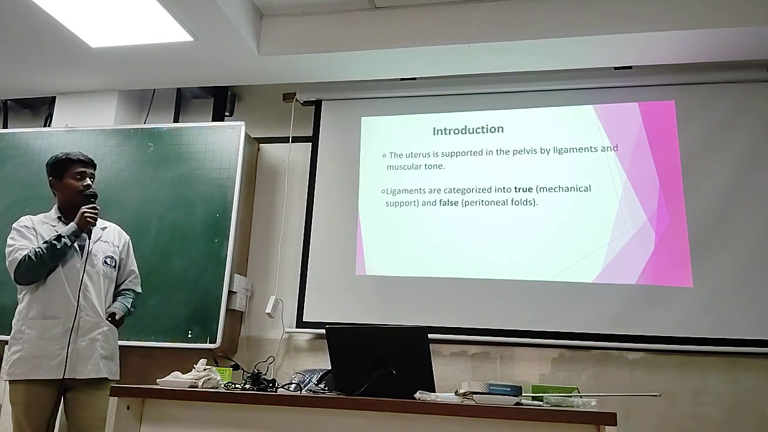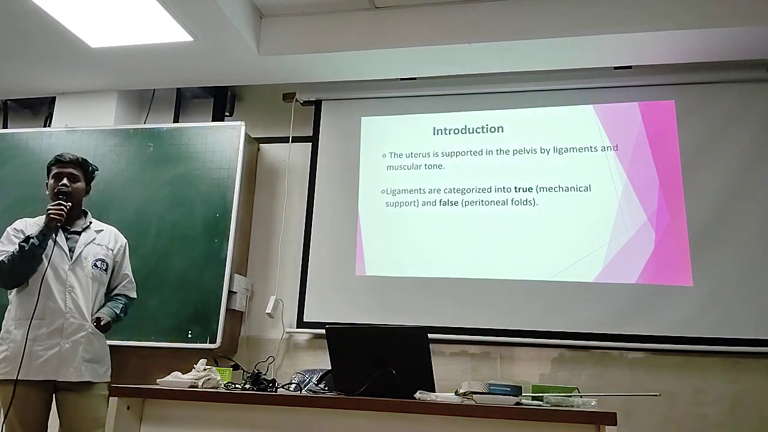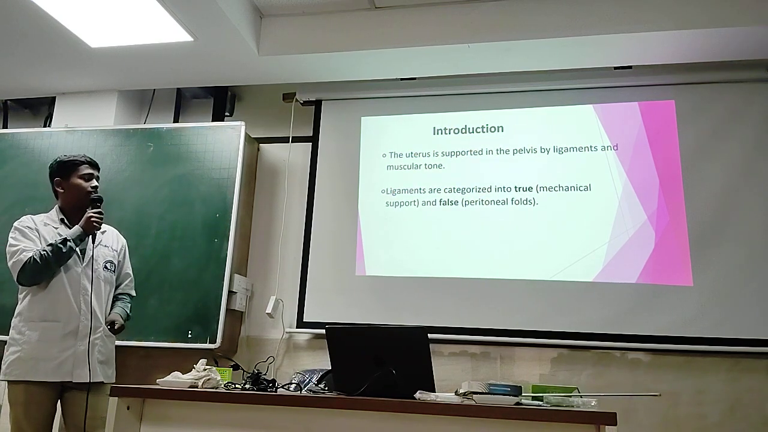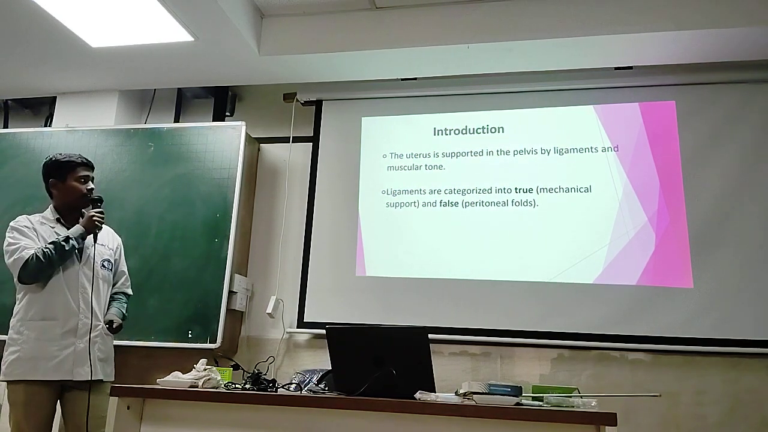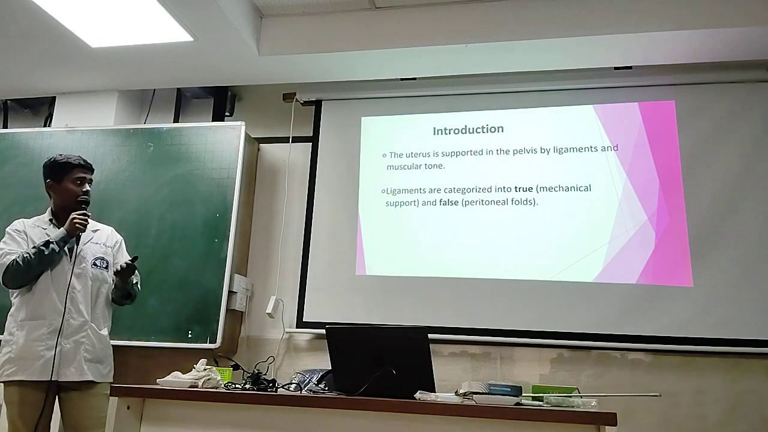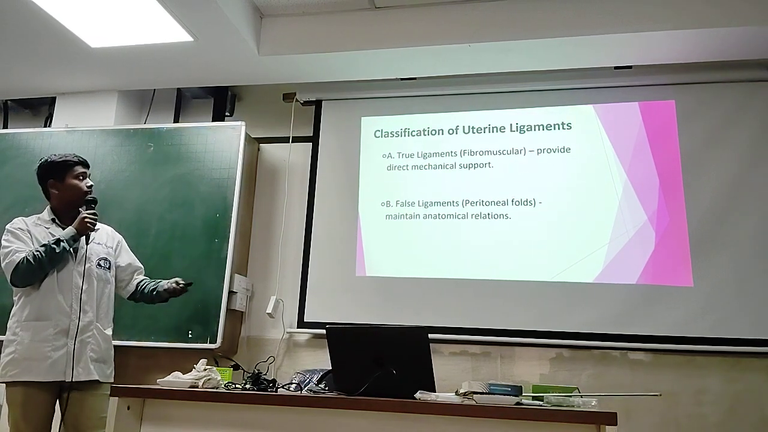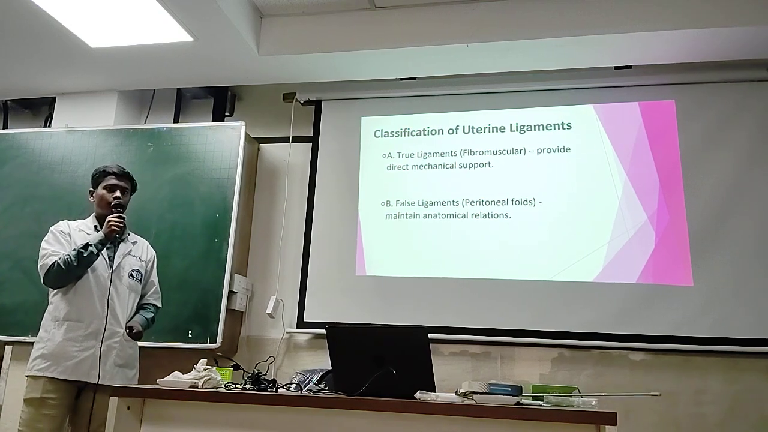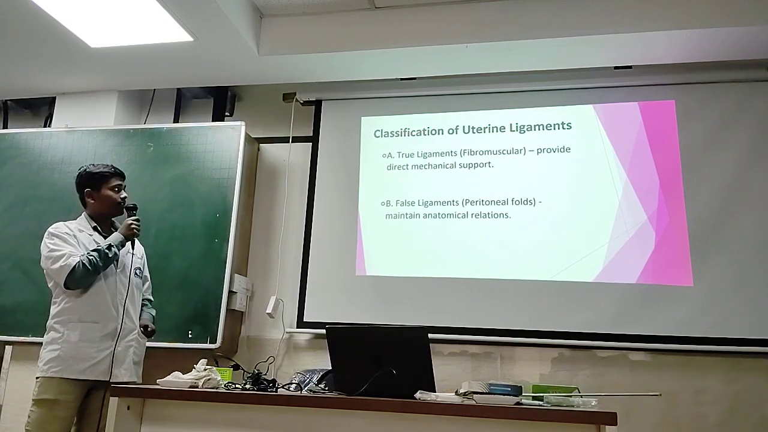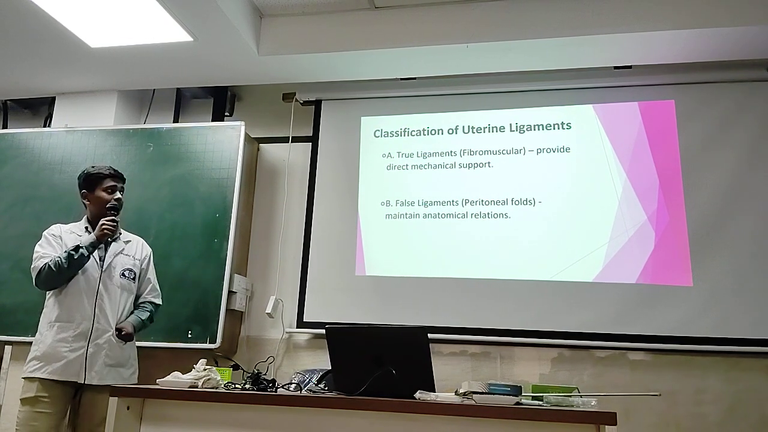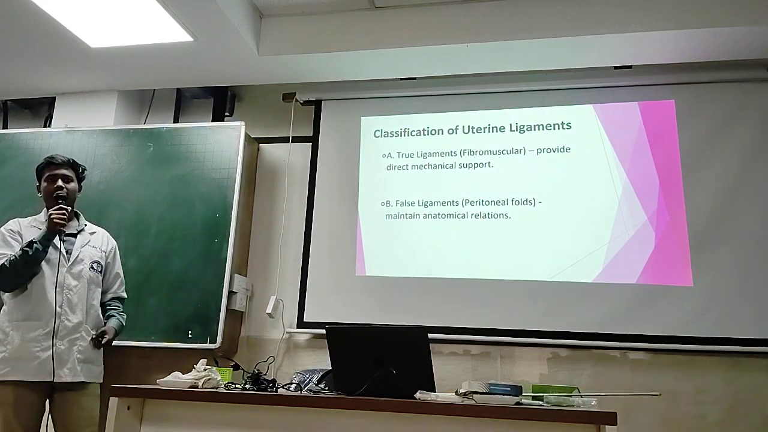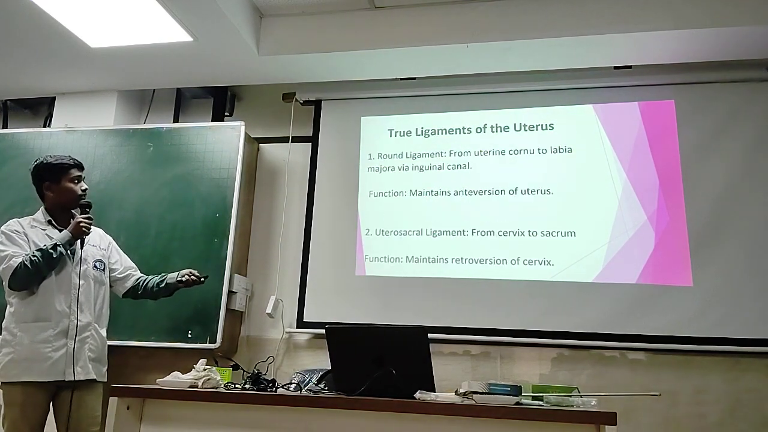Firstly, we will start with the introduction. The uterus is supported in the pelvis by the ligaments and the muscle tone. Ligaments are categorized into true ligaments and false ligaments. Classification of the uterine ligaments: true ligaments are fibromuscular folds which provide direct mechanical support, and false ligaments are peritoneal folds which maintain the anatomical relations of the uterus.